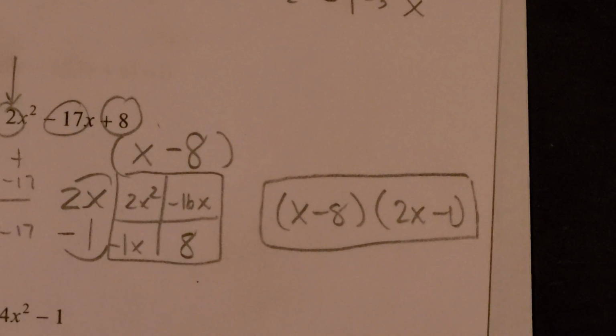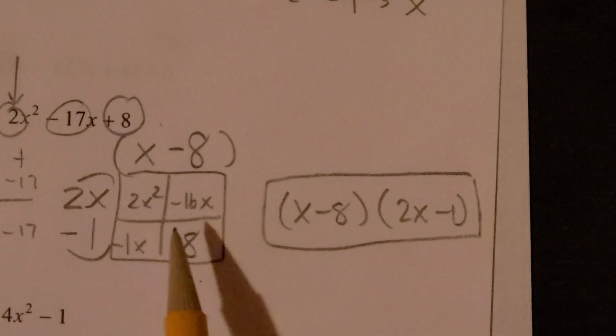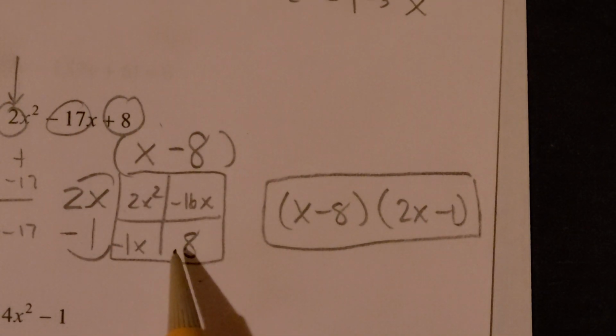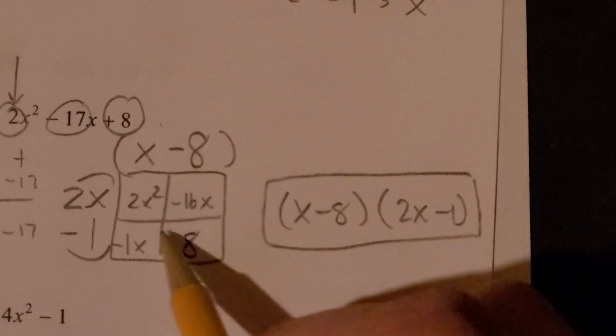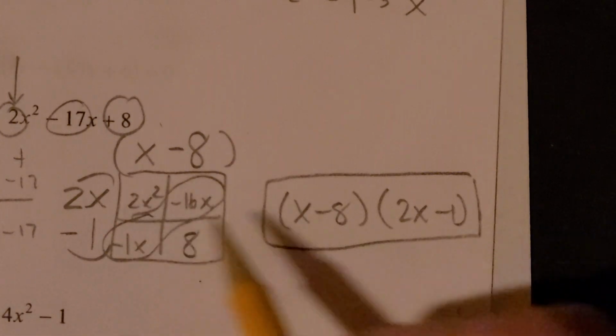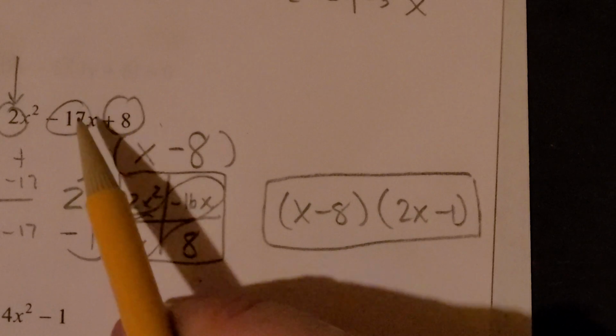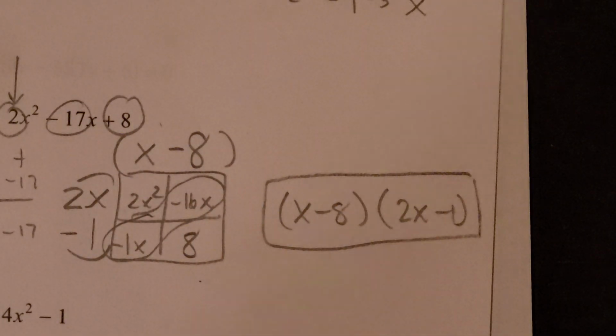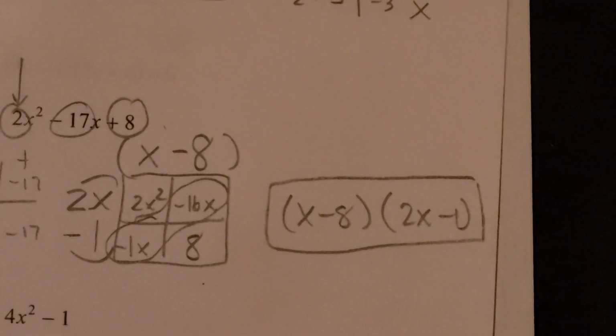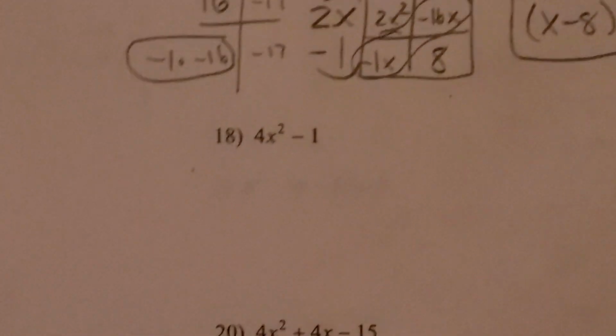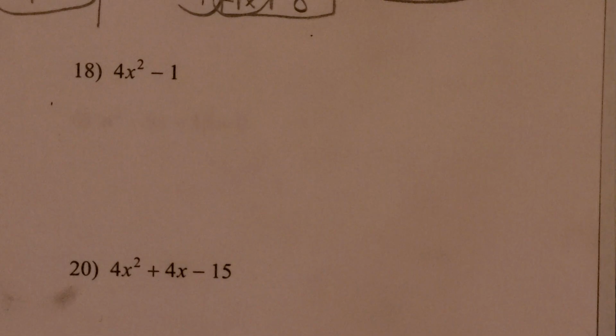Which you could double check by multiplying together. Which, look, it's done right here. Box method. And then if I were to squish these two things together, negative 1x, negative 16x, I'd get back to negative 17x, and I have actually gone backwards to what I originally started with. 18 might have confused a few people.